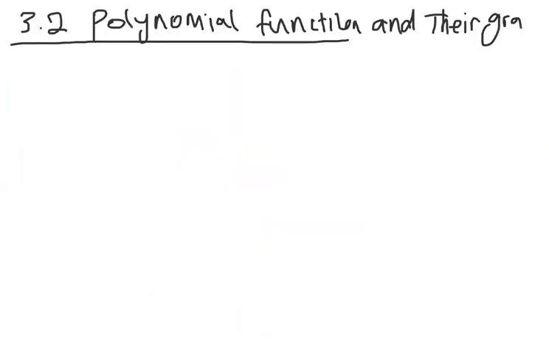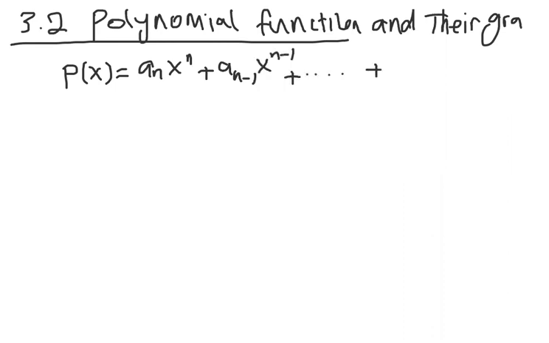So going back to 3.2, polynomial functions. Again, the polynomial function p of x, this is the review from the previous section. P of x equals a_n x to the n, plus a_(n-1) x to the n minus 1, plus and so on, plus a_1 x plus a_0.